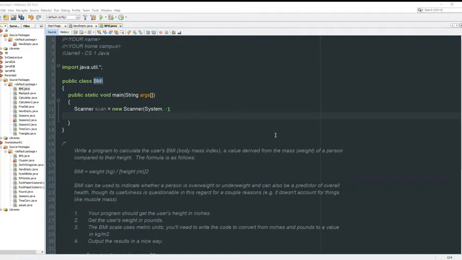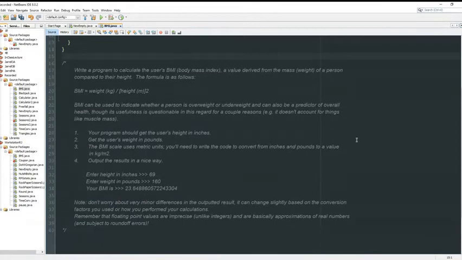Going to look at the full BMI Lab, and I've already got my skeleton set up. We're using user input, so I've got my import, I've got my scanner established. So let's jump into it.